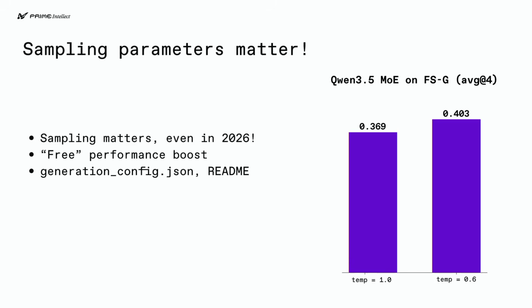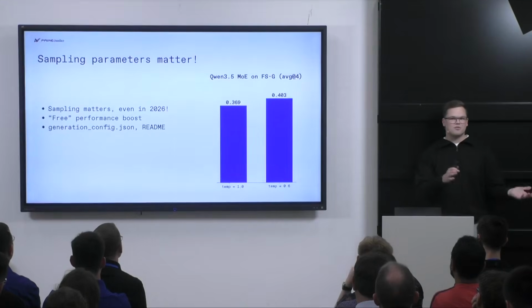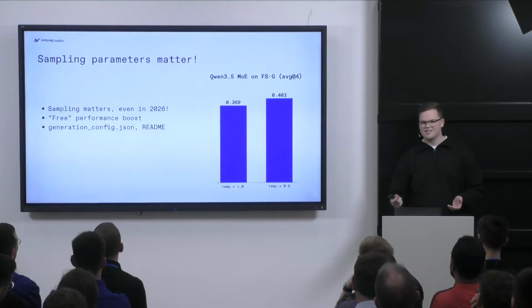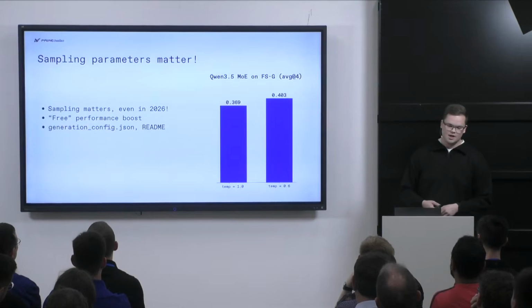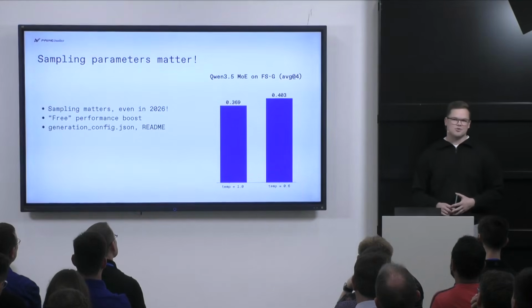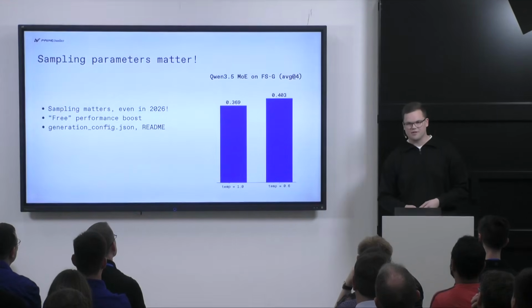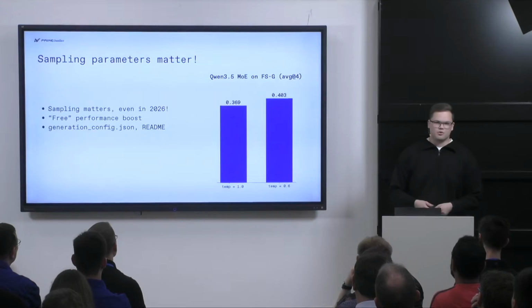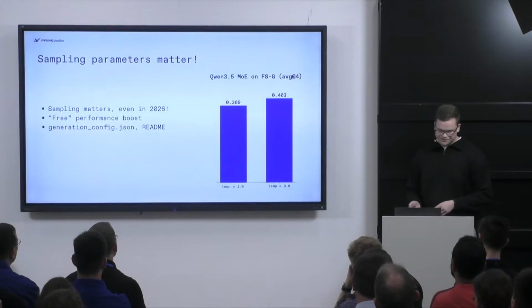So here I used the biggest open Qwen model, just changed the temperature from 1 to 0.6, and it improved the score by 3% or 10% relatively. So I got a free performance boost by just changing the temperature to the recommended ones. And if you want to also have this free performance boost for your applications, you should look into things like the generation config for open models, or in the README or other documentations.